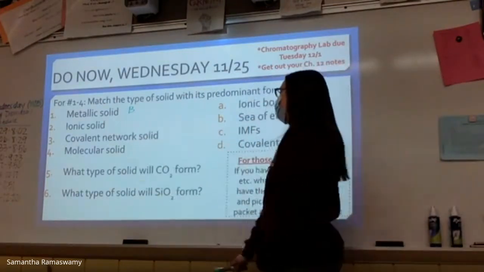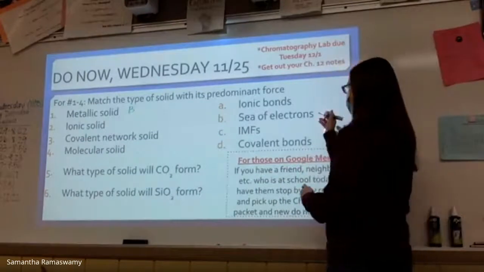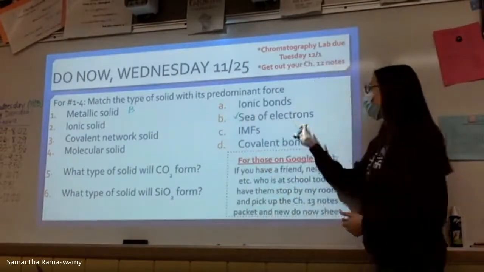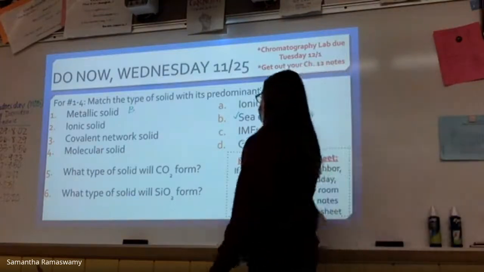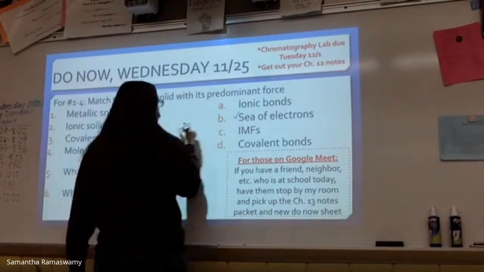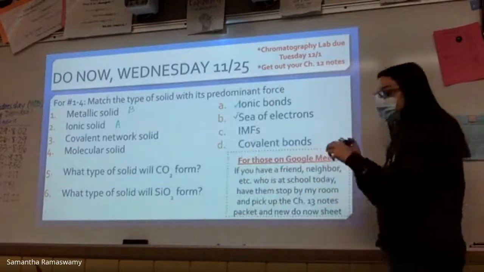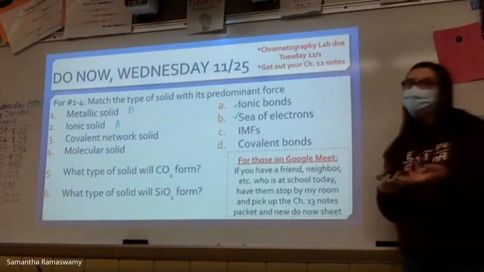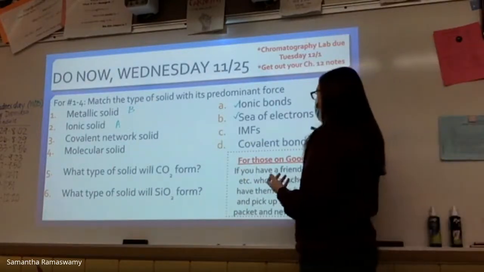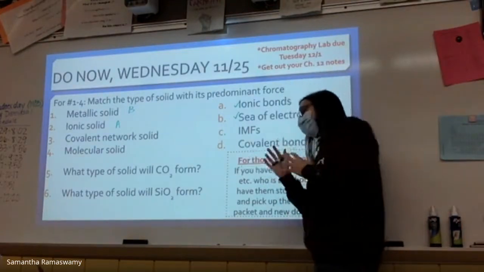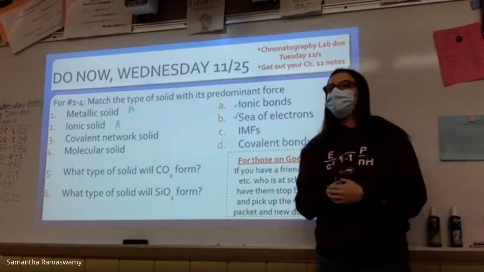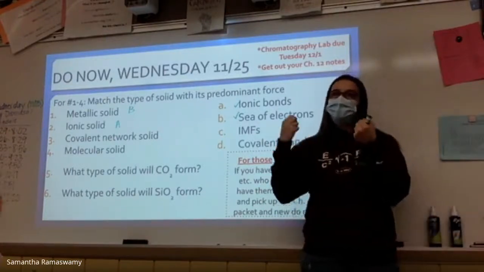For number 2, ionic solid. So which of these, so we've used sea of electrons. Which one of these would best describe ionic solids? Ionic bonds, right? So ionic solids like NaCl exist in a crystal lattice. And an ionic bond, and the term bond is not quite accurate, but it's called an ionic bond. It's actually an attraction between a positive and a negative.